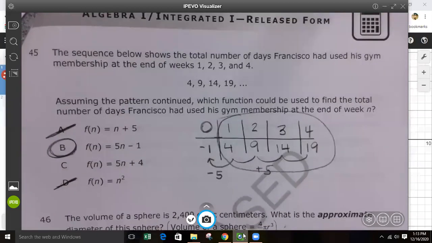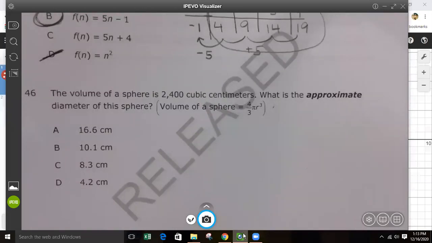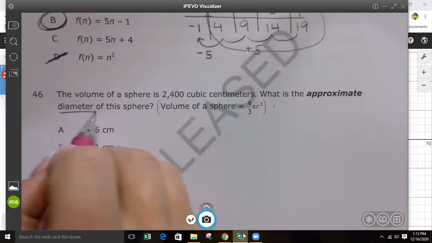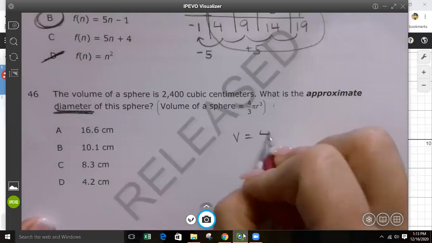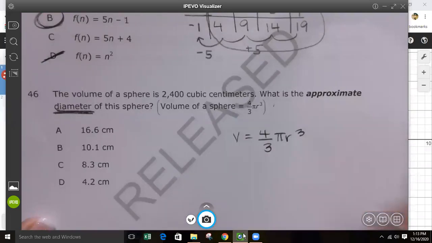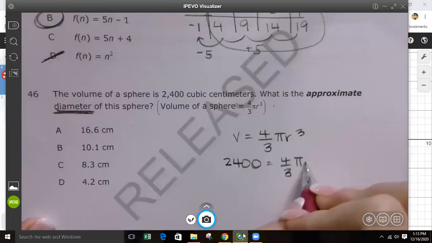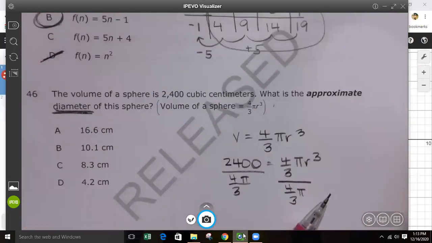All right. So this next one, the only tricky part is putting it into your calculator, so be aware of that. It says the volume of a sphere is 2,400 cubic centimeters. What's the approximate diameter? It wants diameter of the sphere. It gives you the volume of a sphere formula, which is 4/3 pi r cubed. We know that the volume is 2,400. So to solve this, we want to get r by itself, so we can divide by all this, 4/3 pi. And what's really good is that your regular calculator will do that for you.